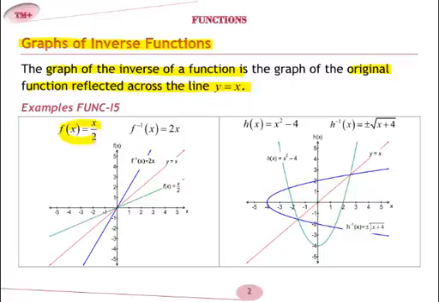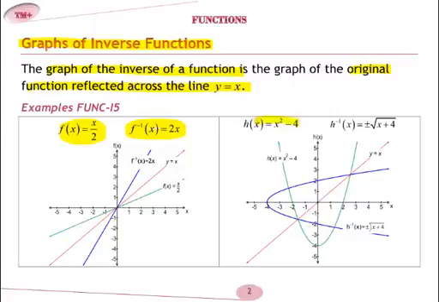And I have some examples for you to see here. f of x equals x over 2. Now previously we found that the inverse of that was 2x. Now the red line here is the line y equals x. Here is the original function in green, f of x equals x over 2, and the inverse function f inverse of x equals 2x. And you can see that the green line is reflected in the y equals x line.